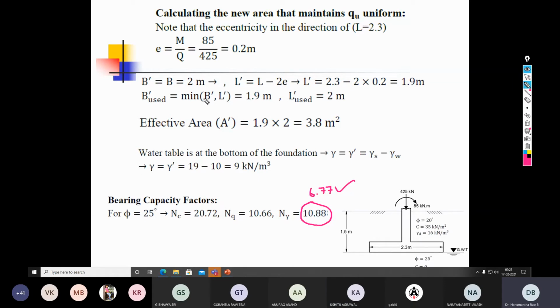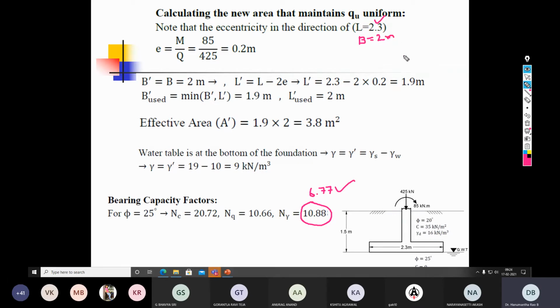See, for example, our given geometry of the footing is 2.3 meter by 2 meter. This part is clear to you? Yes, sir. Okay. Now, suppose if there is no eccentricity, the length is always whichever is higher among these two. So in that case, the length is 2.3 meter and width is 2 meter, without implementing the eccentricity correction.